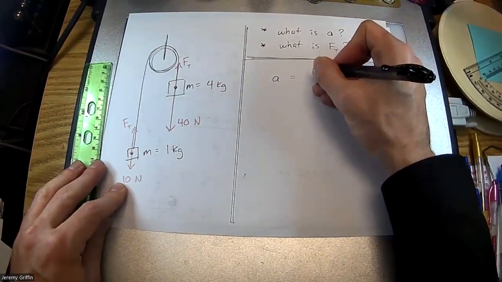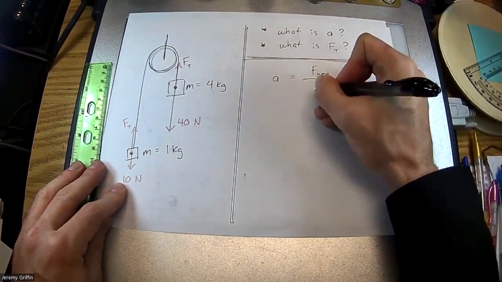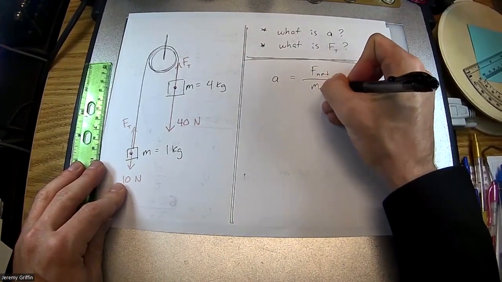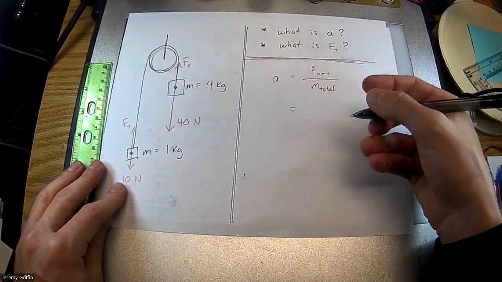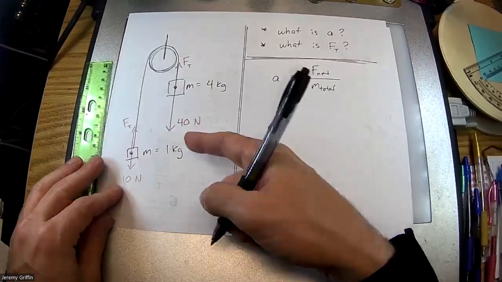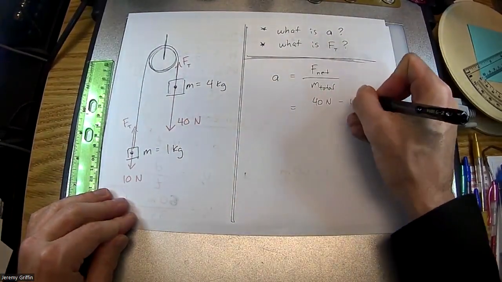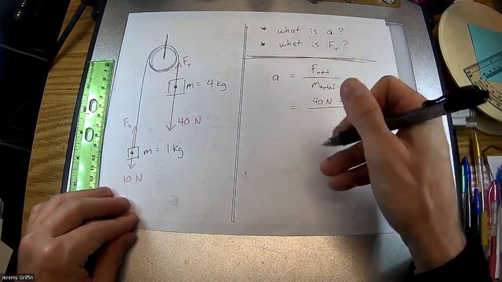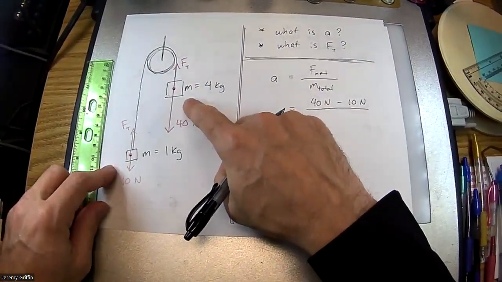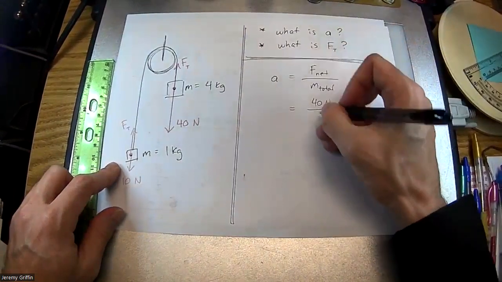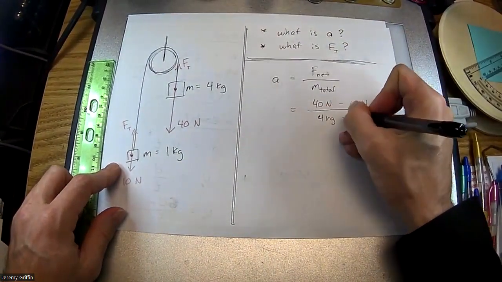So I'm going to go net force over total mass. Net force, a vector quantity, is going to subtract: 40 newtons minus 10 newtons, clockwise versus counterclockwise. The total mass it acts on, the total inertia it's moving around, is a scalar, so I'm just going to add it up: 4 kg plus 1 kg.